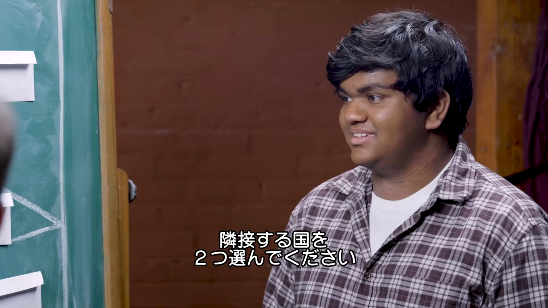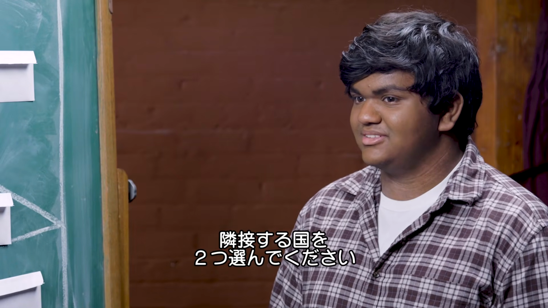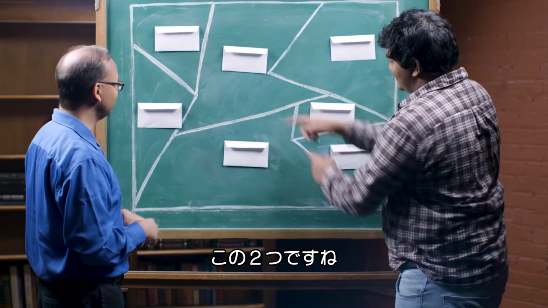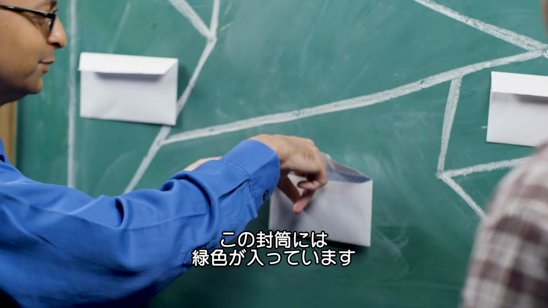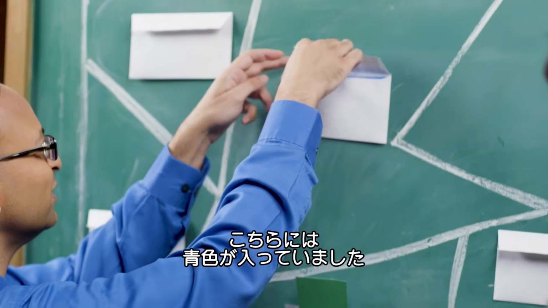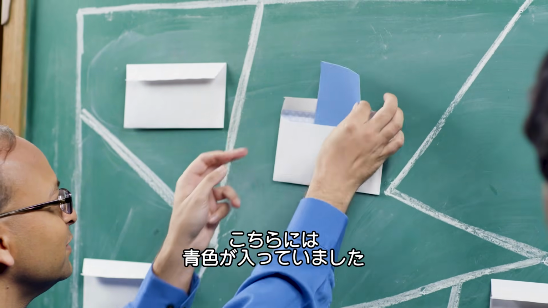You have to pick any 2 neighboring countries. You can pick them however you like at random. Can I get these 2? These 2. All right, sounds good, right? Here we have green, and over here we have blue, okay?